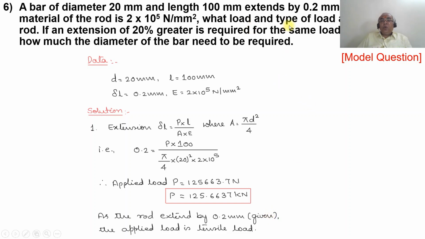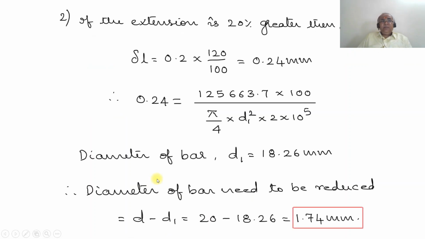So now, what load and type of load is applied to the rod? If an extension of 20% greater is required for the same load applied, P will be the same, whatever you have got. As the rod extends by 0.2 mm, which is given, the applied load is tensile, obviously. If the extension is 20% greater, what will be delta L? 0.2 into 120 by 100. So that will be equal to 0.24.